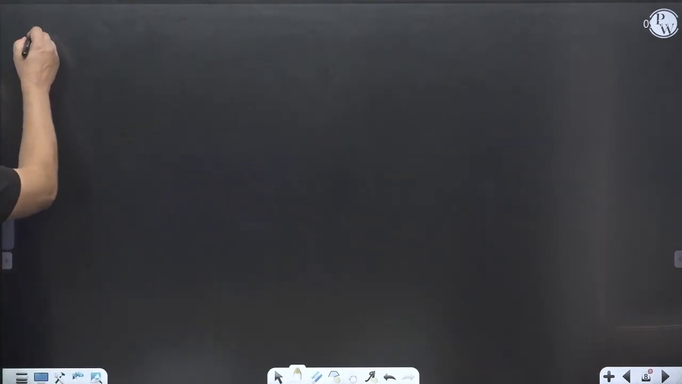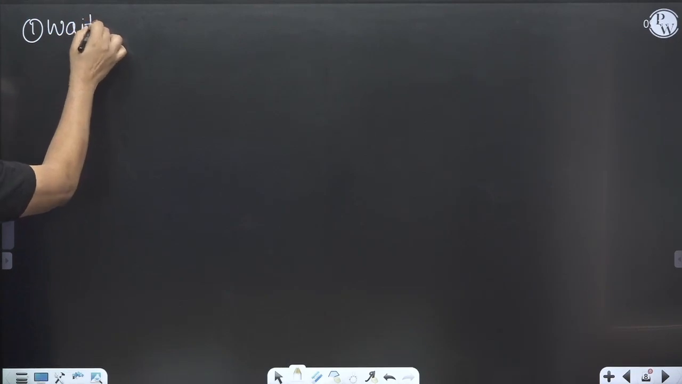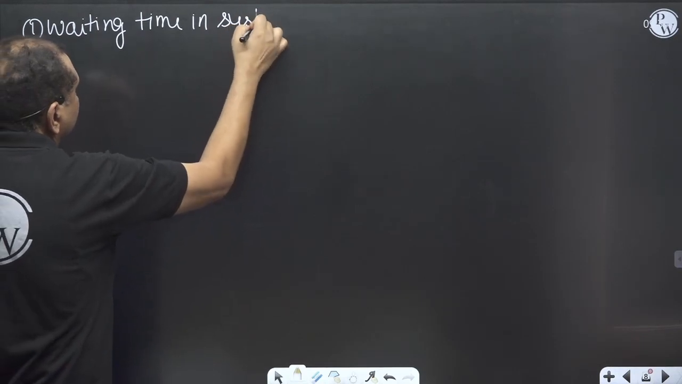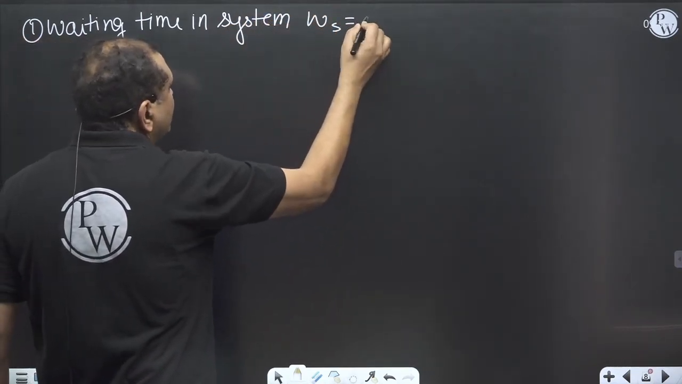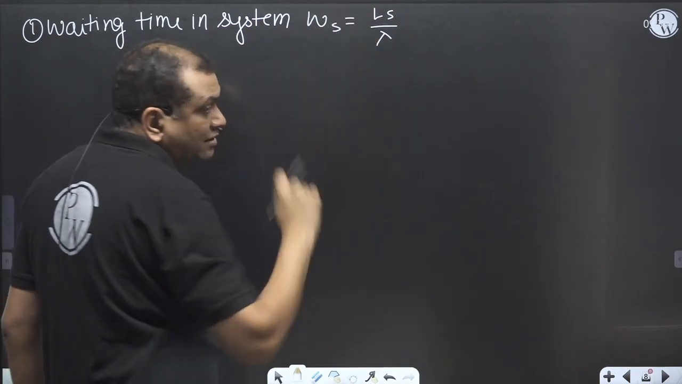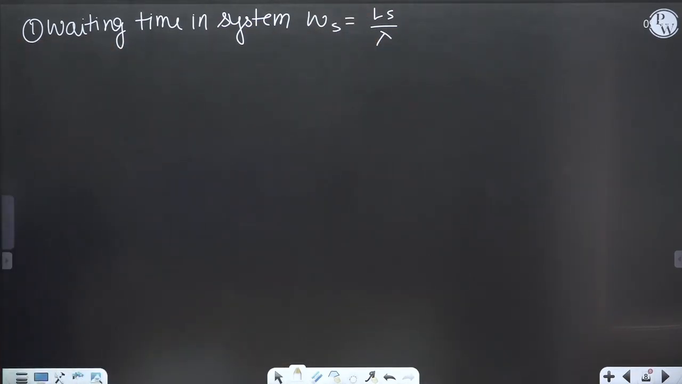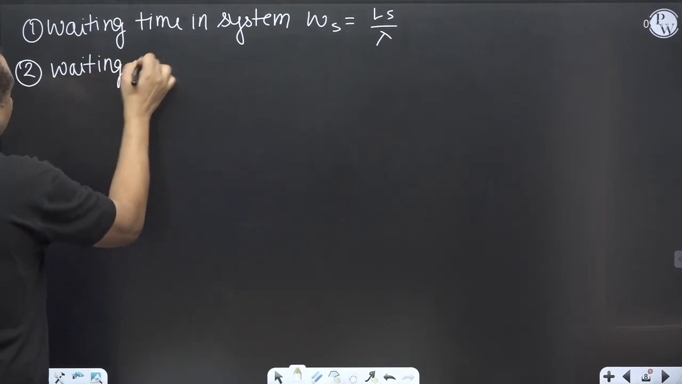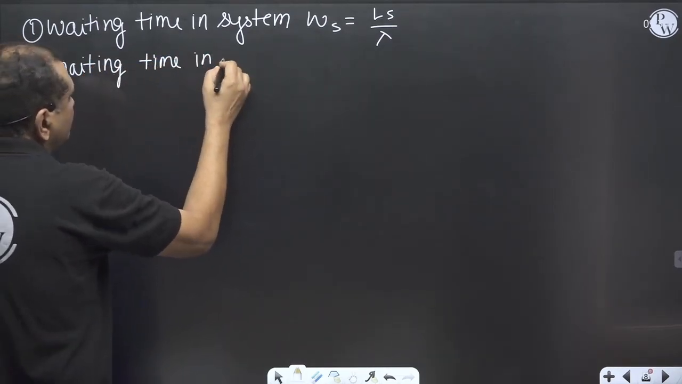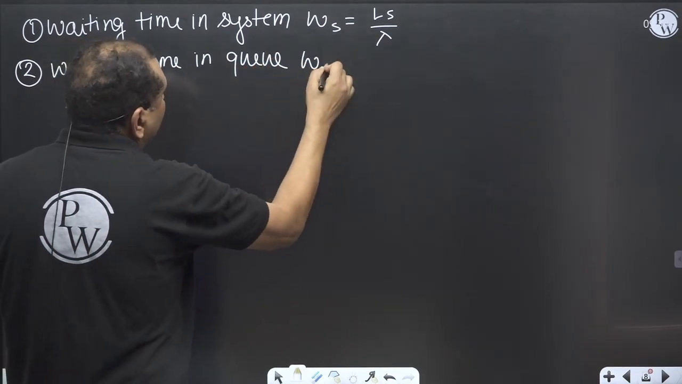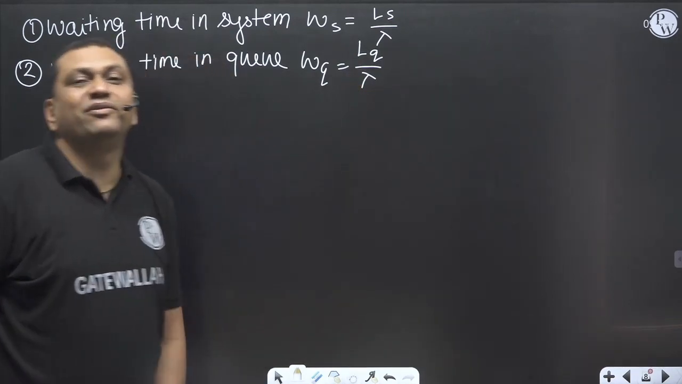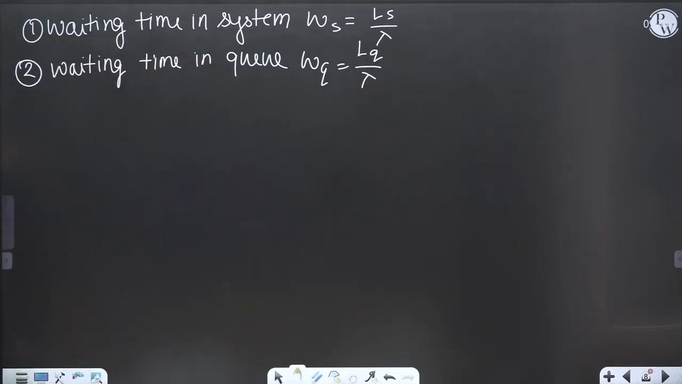Now, if the question asks about waiting time in system, Ws is nothing but Ls divided by lambda. Lambda is the arrival rate. We are dividing by lambda. If the question asks about waiting time in queue, it will be Lq by lambda. We do not divide by mu. It is lambda only. So these are some of the things that you have to remember.